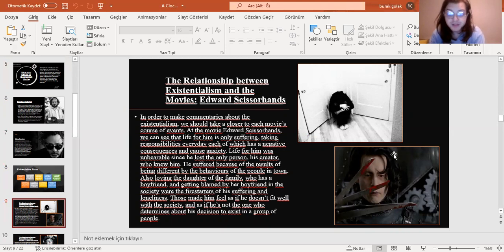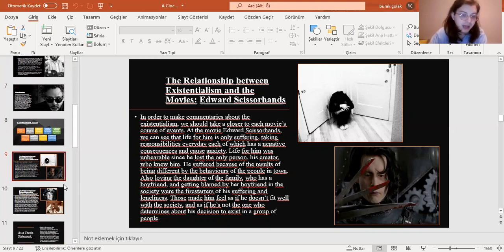He suffered because of the results of being different, because of the behaviors of the people in town, and also loving the daughter of the family, who has a boyfriend, and getting blamed by her boyfriend in a society where all the fire starters of his suffering and loneliness. Those made him feel as if he doesn't fit well with the society and as if he's not the one who determines the decision and existence of a group of people. So he felt so lonely in this lonely world of society.